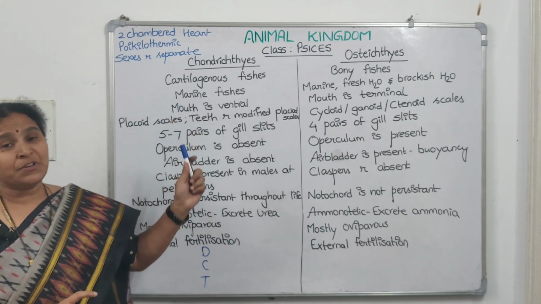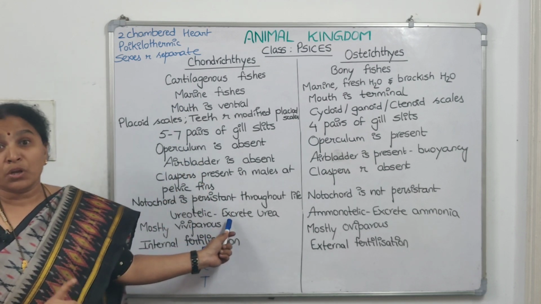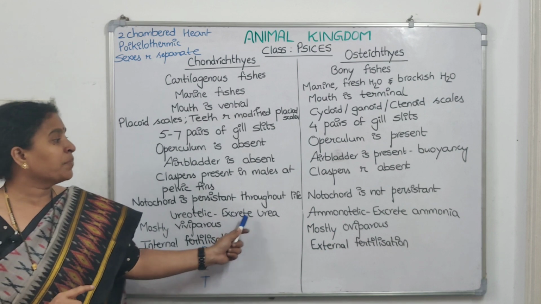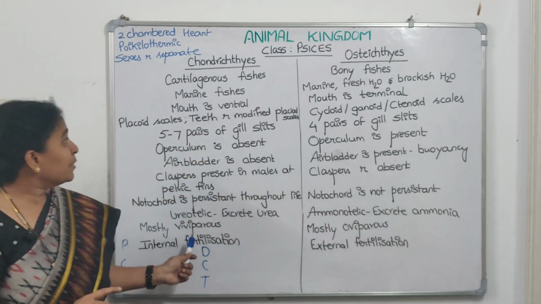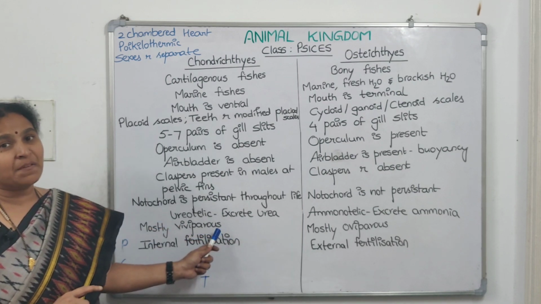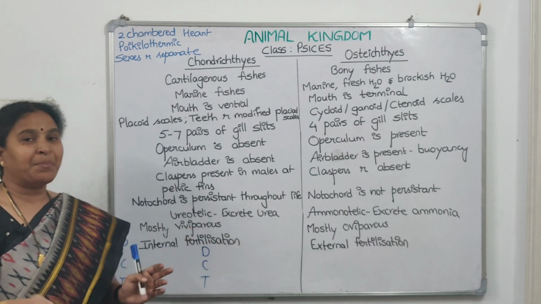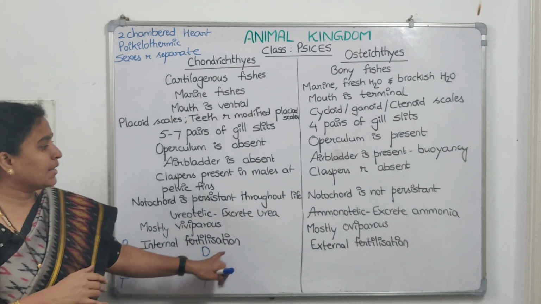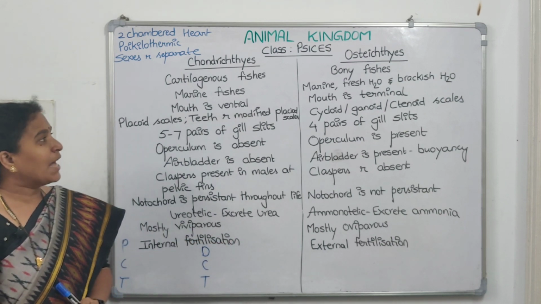Cartilaginous fishes are marine, so they excrete urea. They are ureotelic because they excrete urea. Bony fishes excrete ammonia, meaning they are ammonotelic. Now, cartilaginous fishes are mostly viviparous, giving birth to young ones. Bony fishes lay eggs, meaning they are oviparous. In cartilaginous fishes fertilization happens inside, internal fertilization. In bony fishes fertilization happens outside, that is external fertilization. So these are the differences.